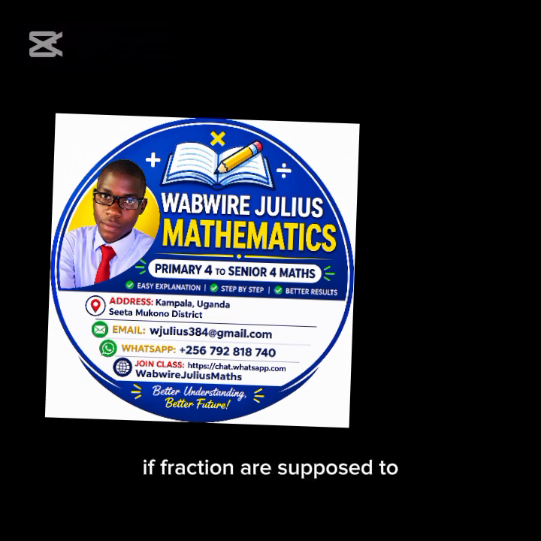So here we go. A fraction has got two parts. The first one, or the upper part, is called the numerator. Then the bottom part is called the denominator.